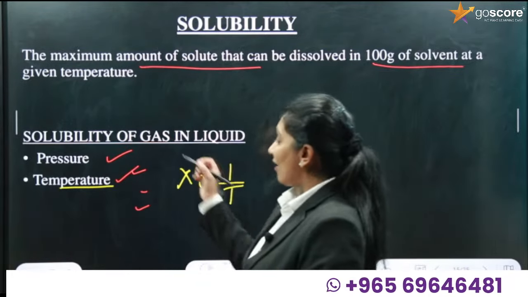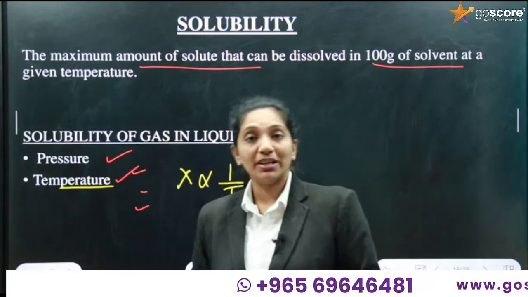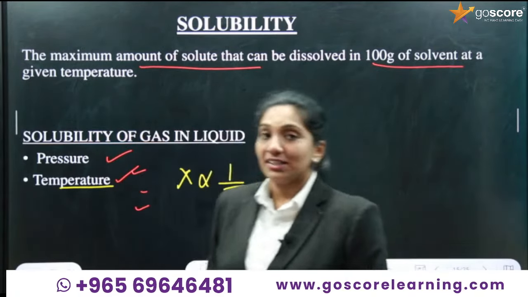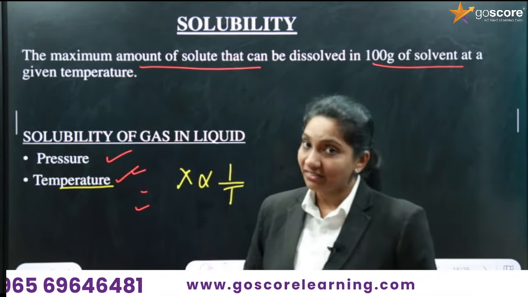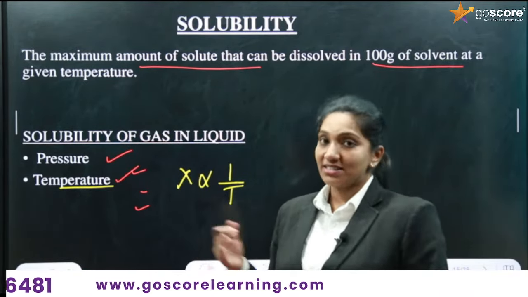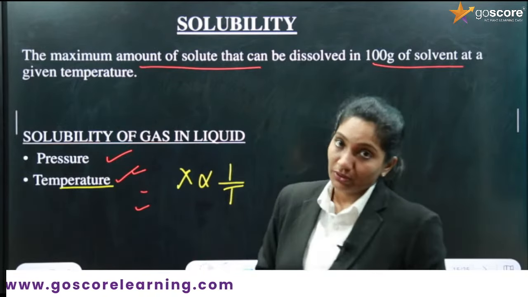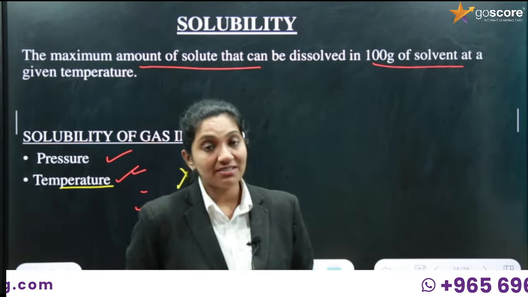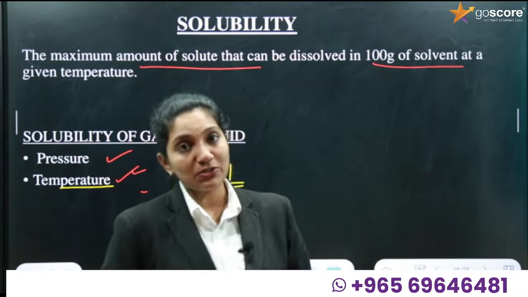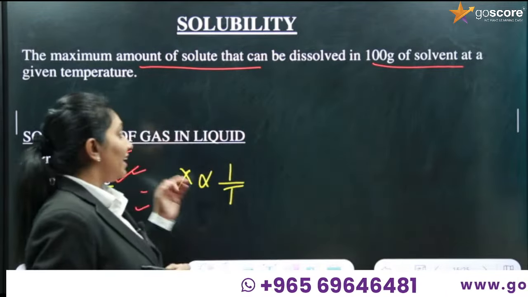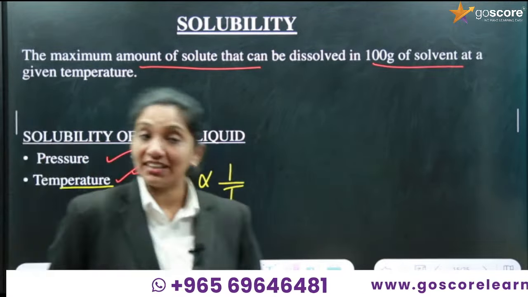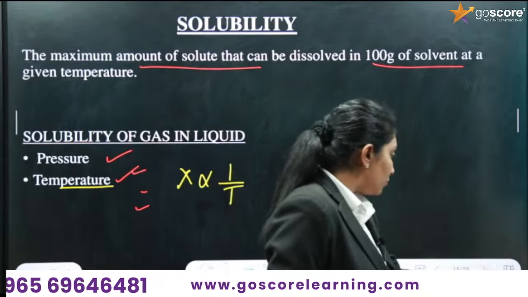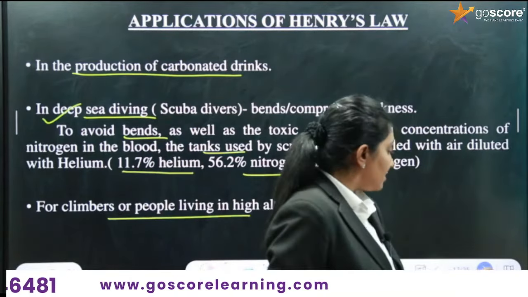So, I hope the factors that affect the solubility of a gas in a liquid are clear, that is the pressure as well as the temperature. The pressure effect we expressed using Henry's law, and temperature is inversely proportional to the solubility of gas. In this session we have discussed solutions, different ways of expressing solutions, and the solubility of gas in liquid. And we have done the problems related to these portions also. I hope it's all clear for you.